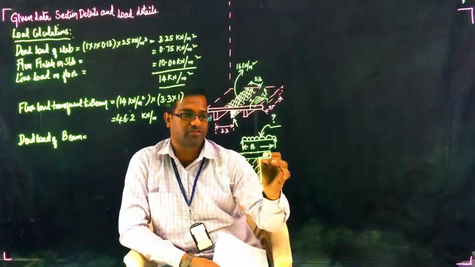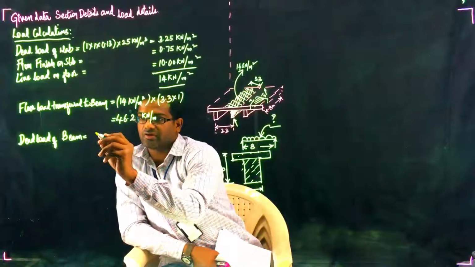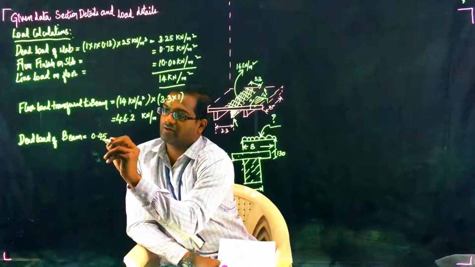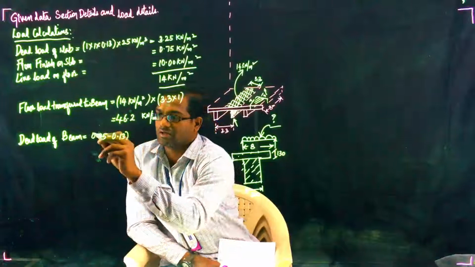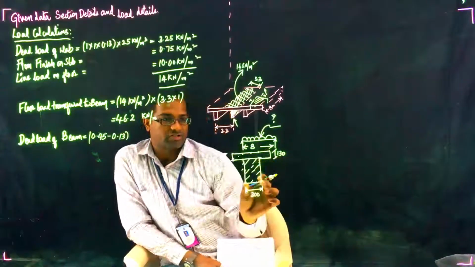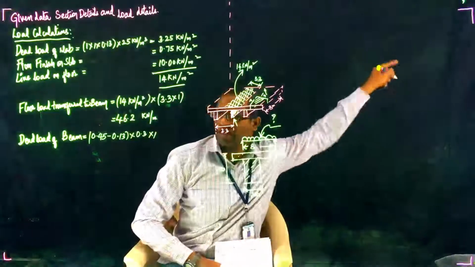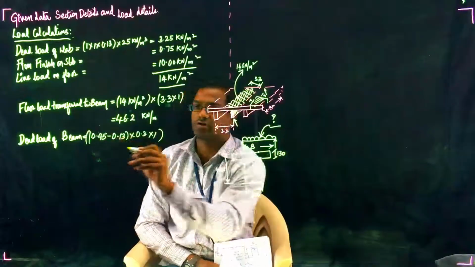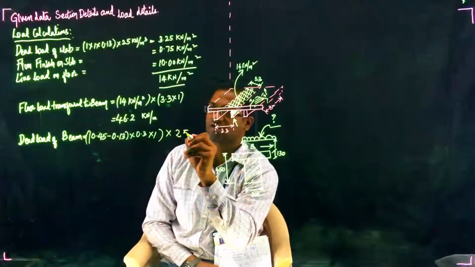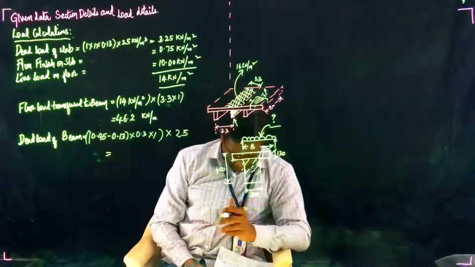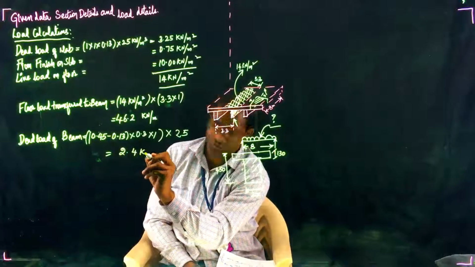We are supposed to calculate this part, this is the beam. The slab portion we have already calculated. So the depth of beam is given by 0.45 minus 0.13, because we are calculating in meters. Now this should be multiplied with 0.3 and we will take 1 meter length, and you get the volume. This volume should be multiplied by 25 kilonewton per cubic meter for RCC, and you will get a value of 2.4 kilonewton per meter.